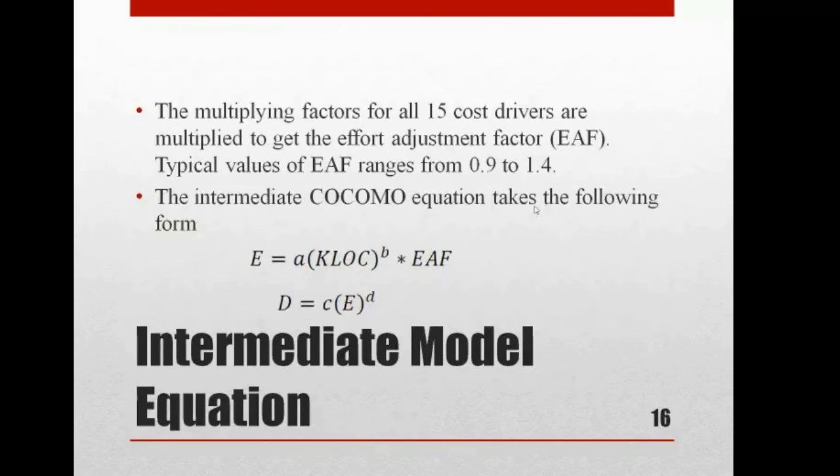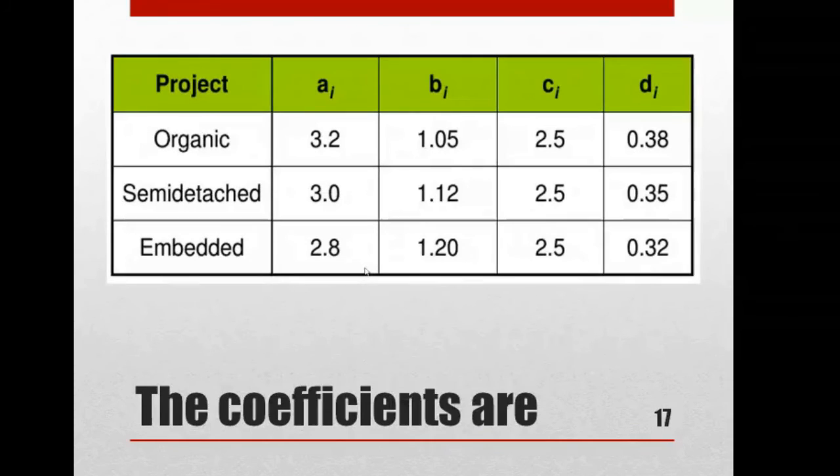So normally they will give the EF values, right? The intermediate COCOMO equation takes the following form. It is the same effort equation which we discussed in the basic model. What is the only change? You are multiplying with EAF. What is EAF? Effort adjustment factor, right? And D will be the same, the development time will be the same. And these values are the same as the basic model: organic, semi-detached, and embedded. All these are the same values.